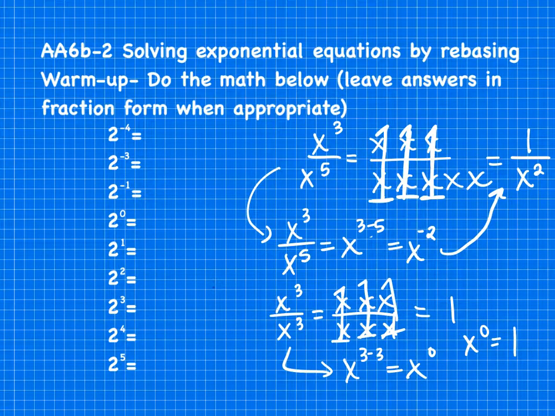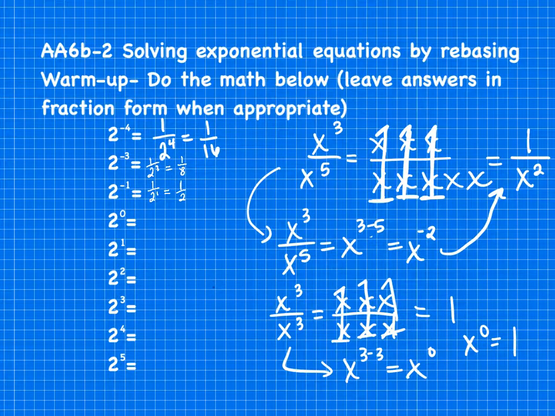So going back to the warm-up, if I have 2 to the negative fourth, that's the same as 1 over 2 to the fourth, which is the same as 1 over 16. So 2 to the negative third is 1 over 2 to the third, which is 1 over 8. 2 to the negative 1, I don't know why I skipped negative 2, I just did, is 1 over 2 to the first, which is just 1 over 2. Important to note, if something does not have an exponent, like if I have just x, the implied exponent is x to the first.